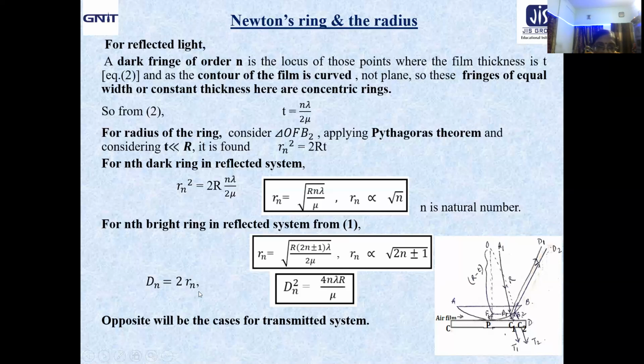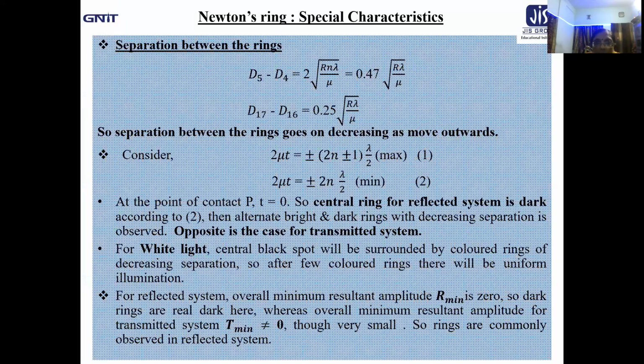And Dn, the diameter of the nth ring, is 2 times Rn. So in this case, Dn square will be equal to 4nλR by μ. Lambda is the wavelength of the monochromatic light you are using. Mu is the refractive index of the film system. Definitely the opposite will be the case for the transmitted system, because reflected and transmitted systems are complementary.